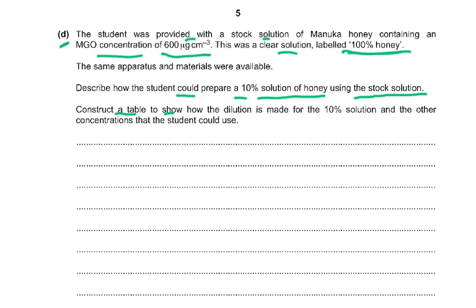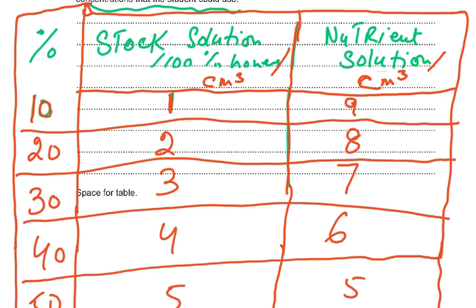Construct a table to show how the dilution is made for the 10% solution and the other concentrations that the student could use. Now this table is something like we do in paper 3 table. So it wasn't a very difficult table. Now you realize a 10% solution of honey is made by diluting the 100% stock solution with nutrient solution in the ratio of 1:9. For example, you take 1 centimeter cube of the stock and you add 9 centimeter cube of the nutrient solution. So you would make this table and you'd write it.